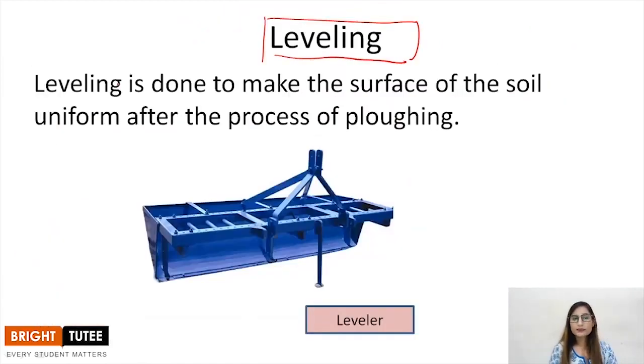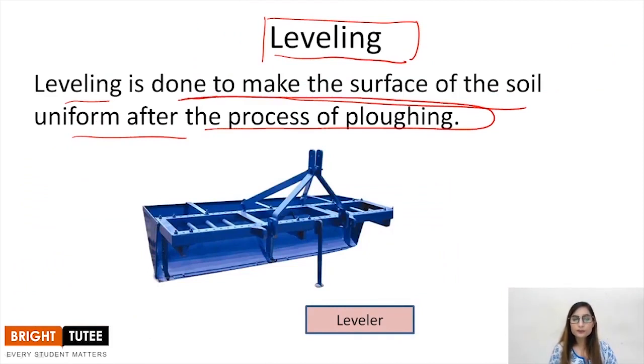Leveling. What is leveling? Leveling is done to make the surface of the soil uniform after the process of plowing. Now we have plowed the field. Now the soil has become uneven, right? It is uneven and it is not uniform. So to make it uniform before sowing of seeds, leveling is done. And how is it done? We basically use a leveler. It is attached again to a tractor, you can say.